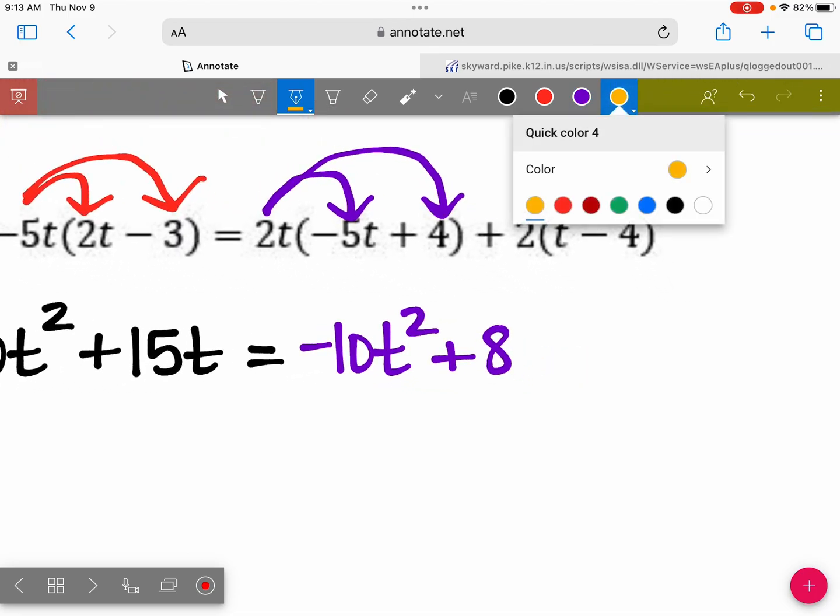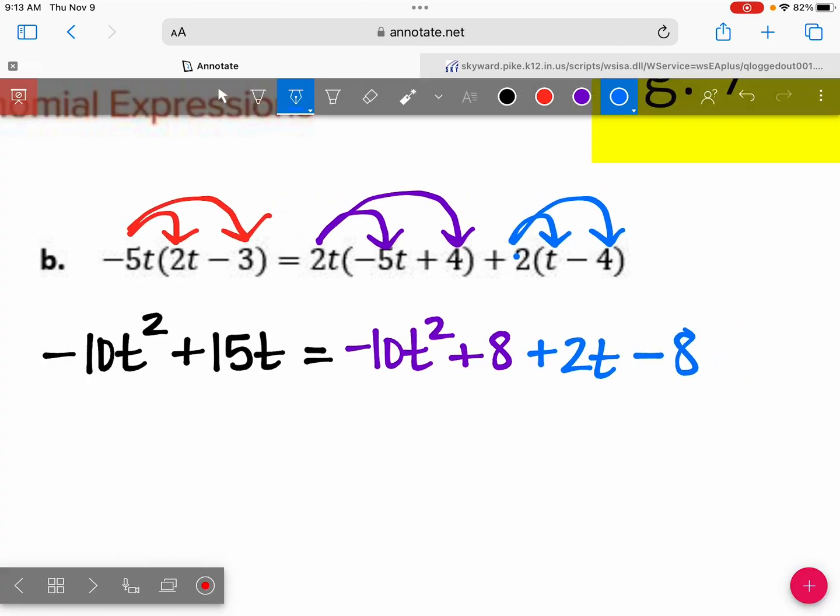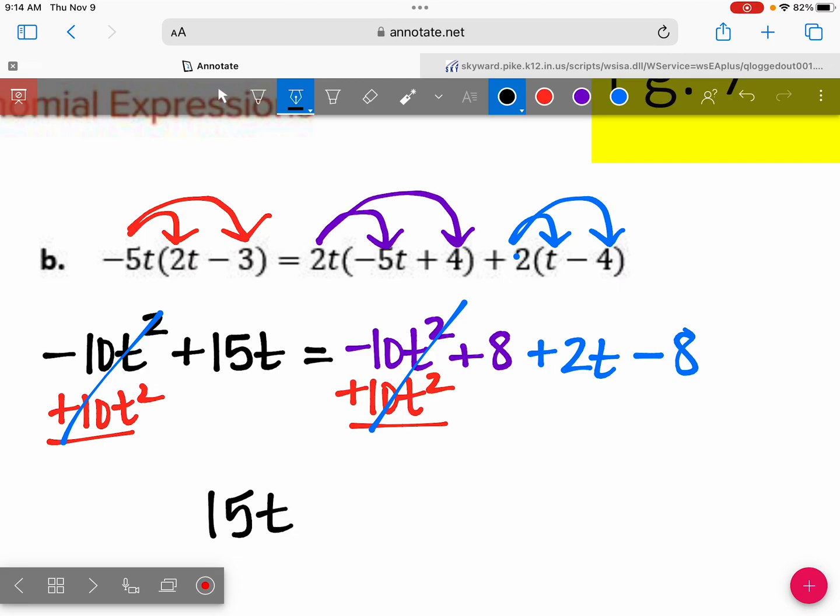So now we're going to do the same thing with the 2. 2 times t is 2t. And 2 times negative 4 is negative 8. All right, so that's where we are. When I try to add the 10t squared to both sides, notice what happens with that. On both sides, it equals 0, so they both cancel out. Because they're opposite signs. So then that gives you 15t equals 8 plus 2t minus 8.